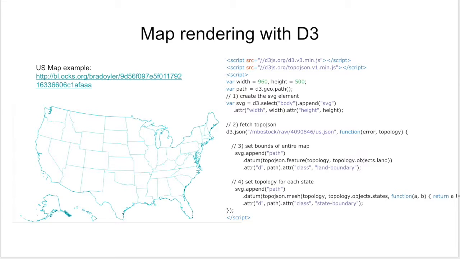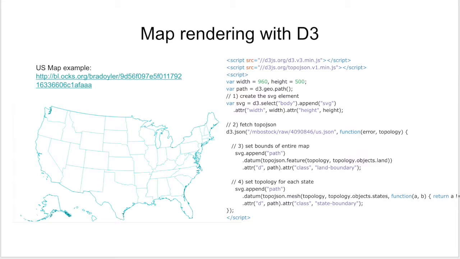So step 2, you're fetching that TopoJSON. This file here is obviously the TopoJSON for the US, which has all your geometries for the land and also for every individual state. And you can see that's what step 3 does. That sets the bounds for the entire map. I believe it also deals with positioning Alaska and Hawaii. There may be some other tricks. No, yeah, that's included in that.